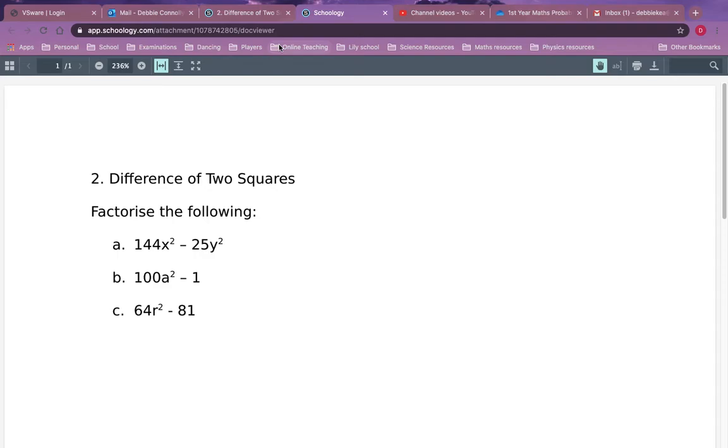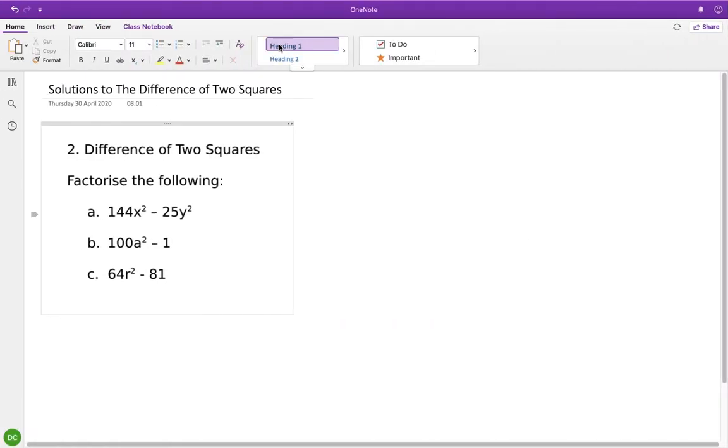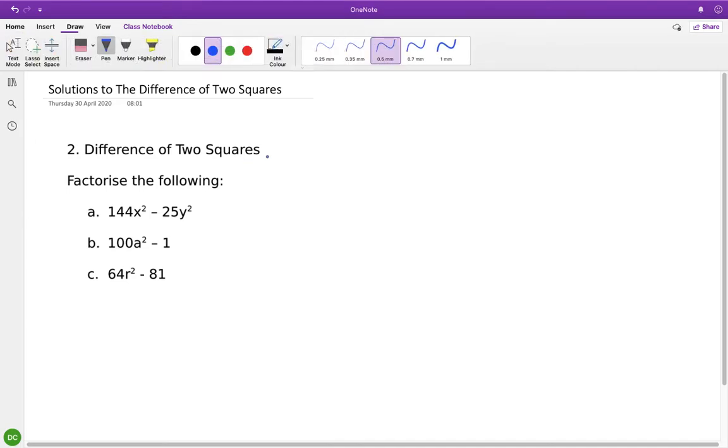Do this homework on difference of two squares. I looked through some of your work and saw a few mistakes people are making. I'm not 100% sure why, so make sure you get on to me if this doesn't make sense after you see it.